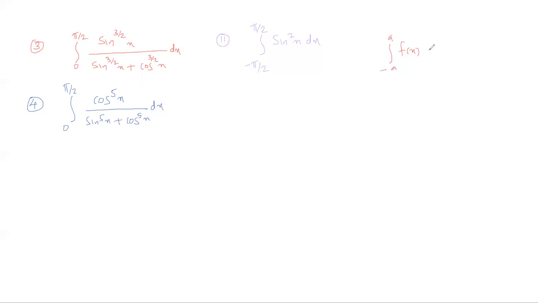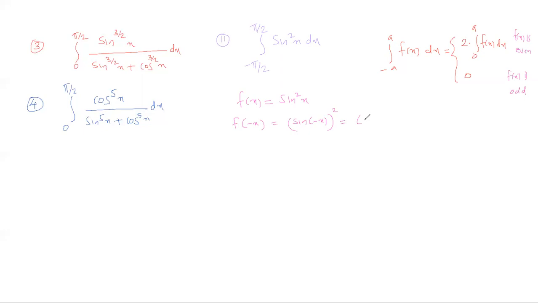This, you know that this has two values. It is 2 into integral 0 to a f of x dx or 0, depending on f of x is even or f of x is odd. So first you have to check whether it is even or odd. So your function here f of x is equal to sine square x. To check even or odd, we have to find f of minus x. F of minus x means give minus x in place of x. Sine square means square of sine x.